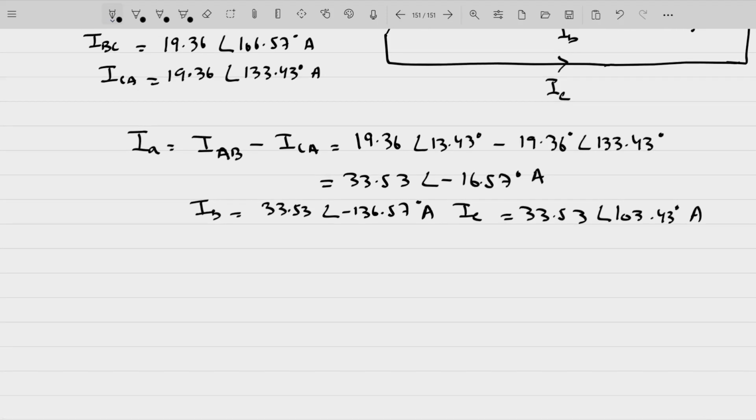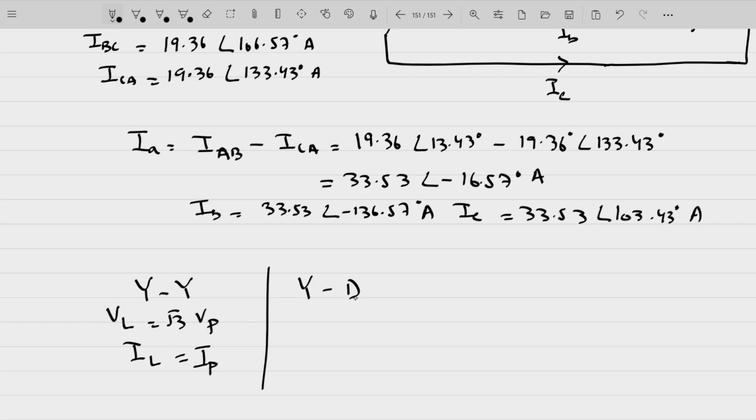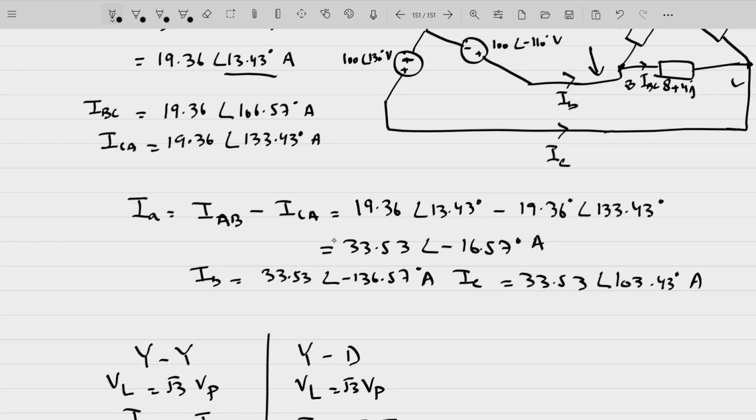In a star-star connection, line voltage is root 3 times the phase voltage. The line current is equal to phase current. So far in a star-delta we have seen that line voltage is equal to root 3 times Vp, and line current is also equal to root 3 times the phase current. Your line currents, in this case, are root 3 times the phase currents.